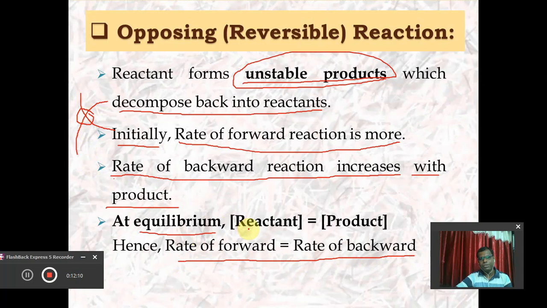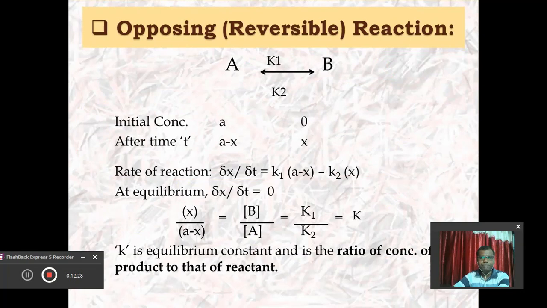And at the equilibrium condition, always remember that the concentration of reactant and the concentration of product becomes equal. So this is the case here. I will try to show you how the rate of forward reaction and the rate of backward reaction become equal at the equilibrium state. How it is possible, that I will show here.